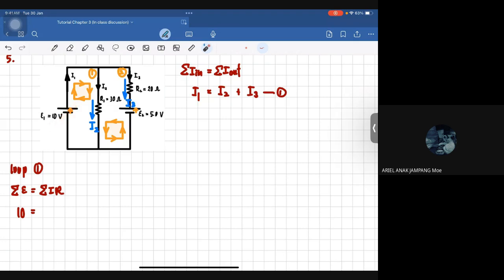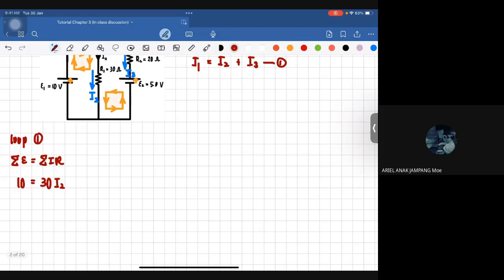Sekarang kita kena tengok resistor. So how many resistors are there? There ada satu je, which is R1 lah. So sekarang ni direction of current is following the direction of the loop. So dia akan jadi positive. So kita kena letak positive I2 lah. And then this is 30 I2.